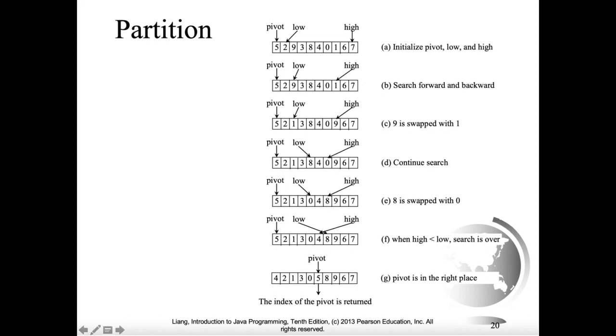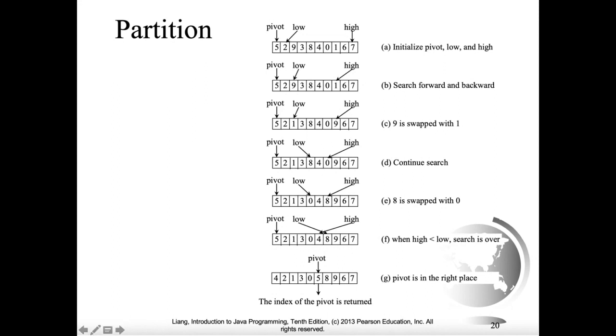So low is stopped at 9 and high is stopped at 1. Now it's time to do the swap. We're going to swap the value of low with the value of high. So 1 comes to index 2, and 9 goes to the index that high is pointing to.